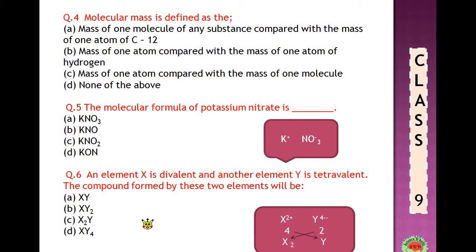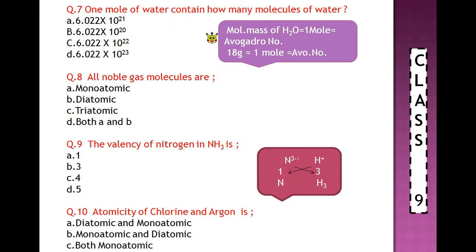Let's see question number 7. 1 mole of water contains how many molecules of water? Now these are the options: A 6.022 into 10 to the power 21, B 6.022 into 10 to the power 20, C 6.022 into 10 to the power 22 and D option 6.022 into 10 to the power 23. So these are the four options.